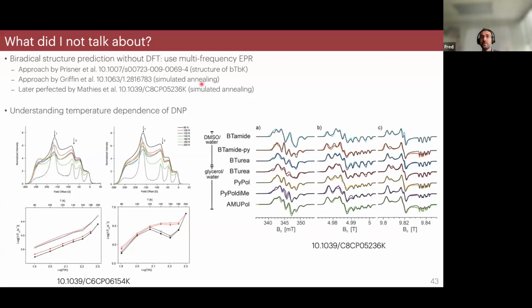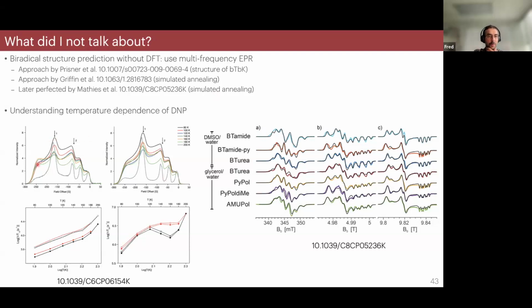Another thing I did not mention is, while I showcased how I did the fits using DFT and MD simulations as inputs, there are other groups that have done very good work at fitting the EPR spectra, for instance, Prisner for BTBK, or Griffin and Matthias, where they used simulated annealing. So this is the work by Matthias et al., where you have the fits of different biradicals at different fields, and you can see the agreement is amazing. I'll be honest, I have tried this method, I failed. So congratulations to those who have been successful.